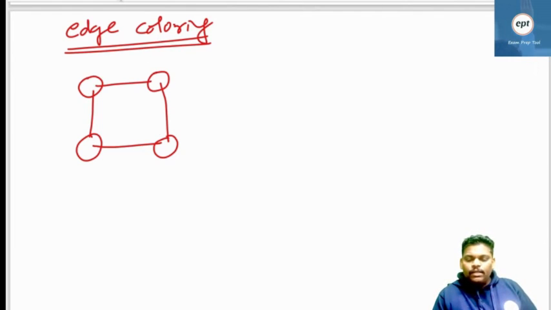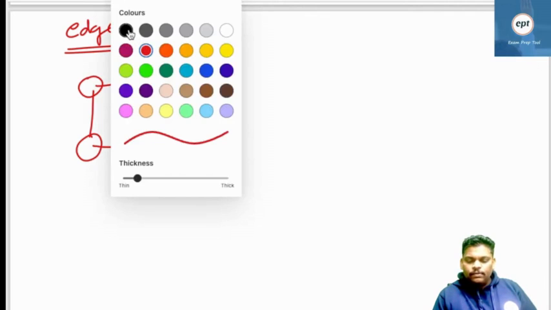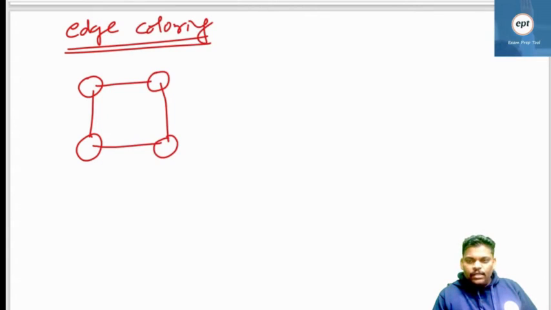So can you help me now? What is the edge coloring for this? Two edges having a common vertex are called adjacent edges. No two adjacent edges should contain the same color.